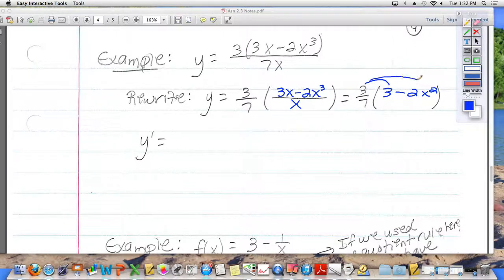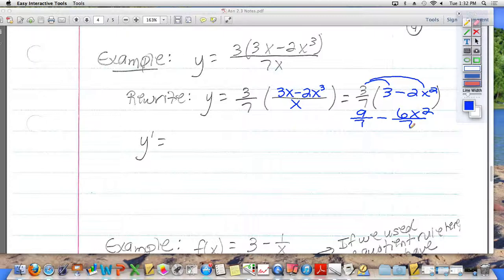3/7, distribute it into the parentheses, giving you 9/7 minus 6x squared over 7. And then find the derivative. Yes? How come we factored out the x but didn't write it?